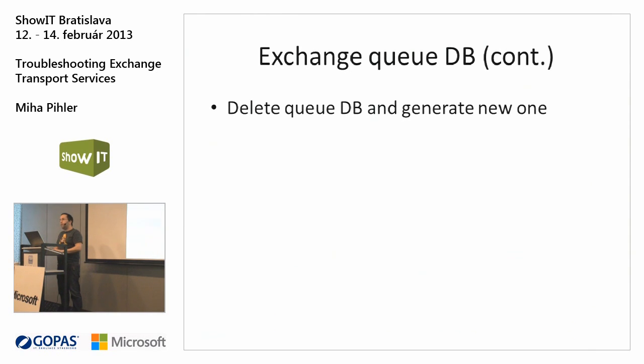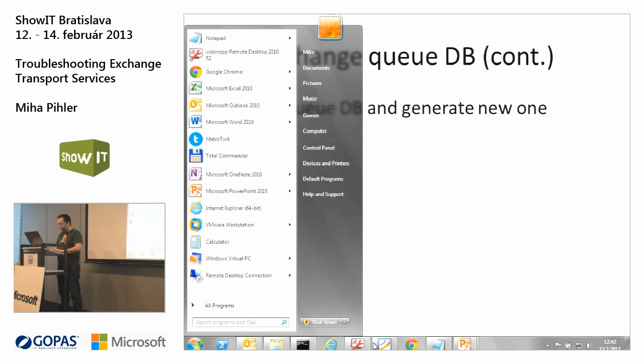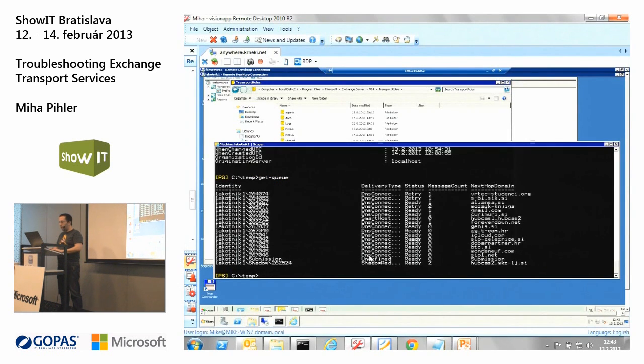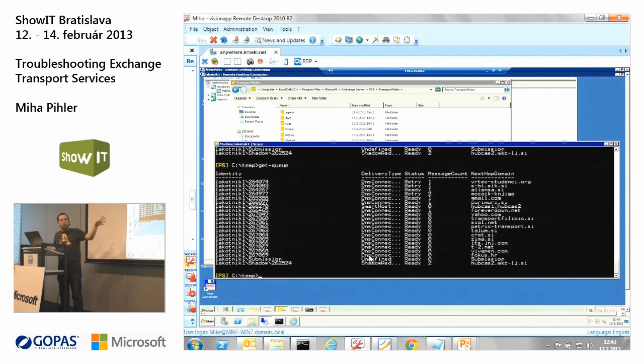And what if you have a problem with the database itself? Well, if you are certain that you don't need the emails that are stuck in the queue, what you can actually do is delete the queue database. It's quite easy. I can actually show it. I will do this in my lab environment.